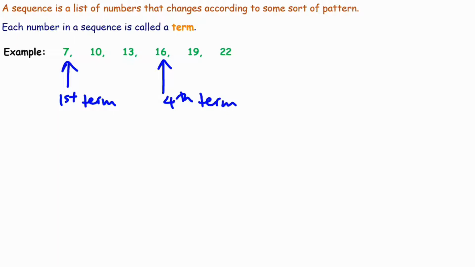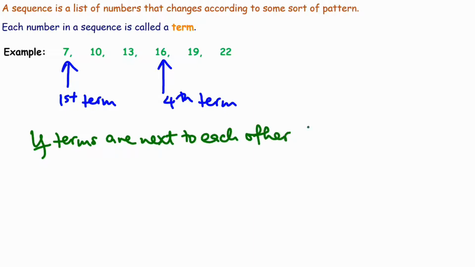So, if terms are next to each other, they are referred to as consecutive terms.